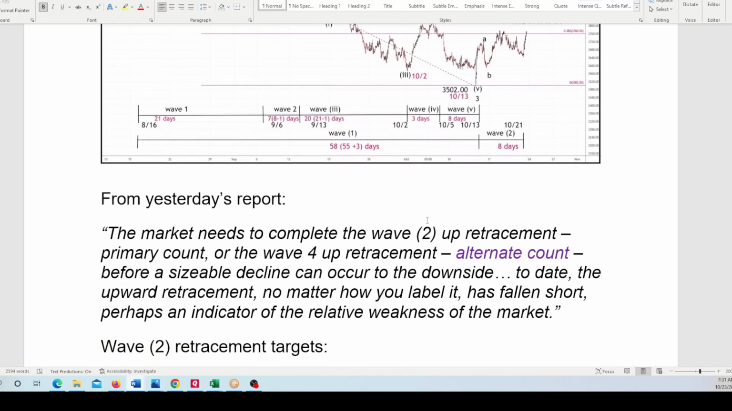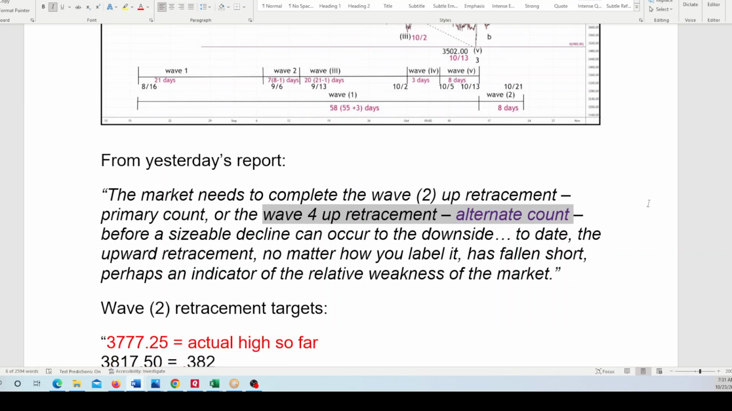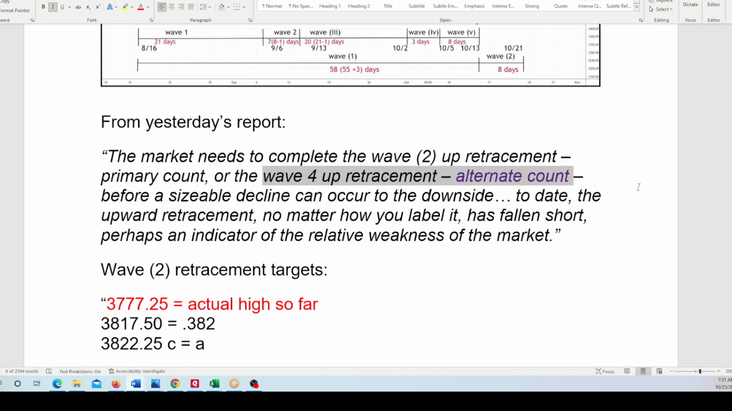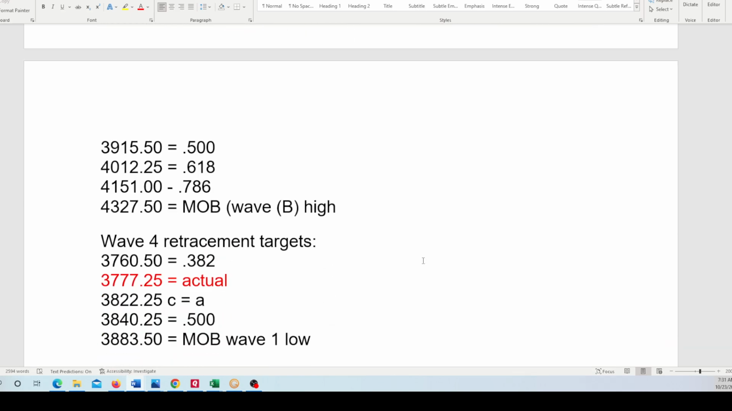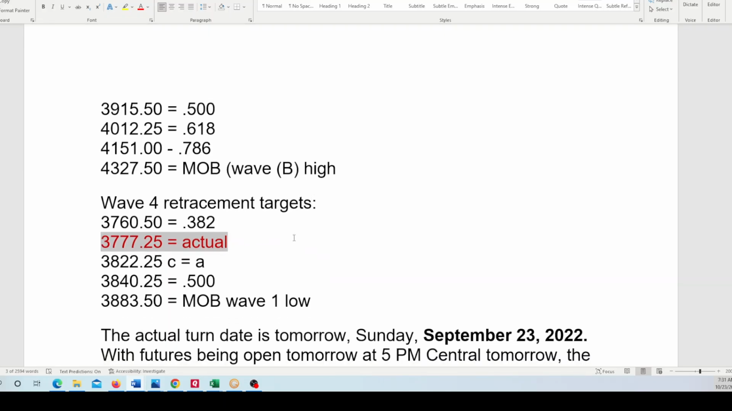Okay, so this move up, we had called it a wave 2 or a wave 4, and I moved that up because this was from Thursday's report. Moved that up to primary count, the wave 4 retracement. This huge wave down cannot start until this upward correction is complete. You can see there's the high so far. That was from last Thursday. There's the 4 targets and the actual, and we're right below that at 73 and a quarter, I believe.